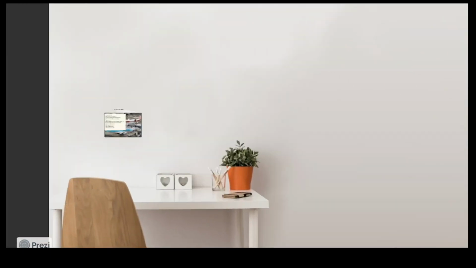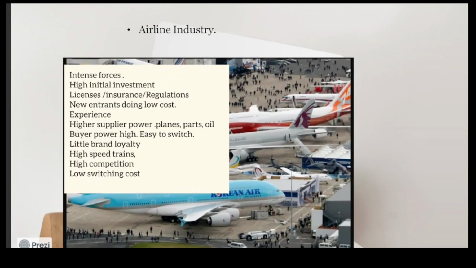Next is, so let's take a couple of industries. Take a look at the airline industry. What are the characteristics? Intense forces. There's massive competition in the airline industry. Nearly 1 billion people travel annually with the help of air services. Every air route, every air corridor, every airport is intensely fought for by the airline industry.